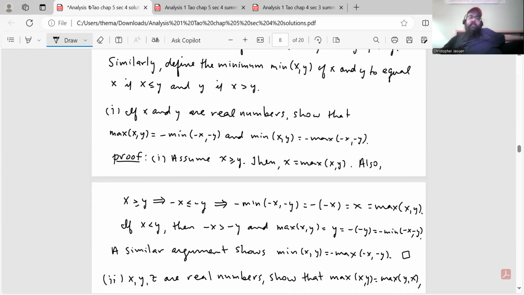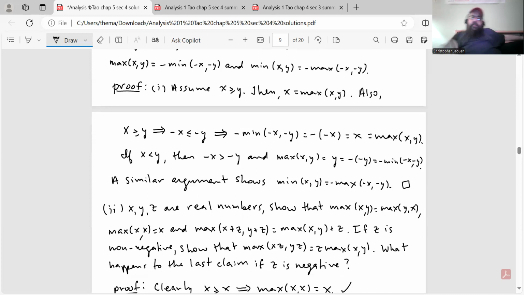So part 1 asks us to prove, if x and y are real numbers, show that max(x, y) is equal to negative min(negative x, negative y), and min(x, y) equals negative max(negative x, negative y). So here's my proof. Just using the definition, assume x is greater than or equal to y. That means that x is the maximum of x and y. Also, x greater than or equal to y implies that negative x is less than or equal to negative y, which implies that negative min(negative x, negative y) is equal to the negative of negative x, which is equal to x, which is the maximum of x and y.